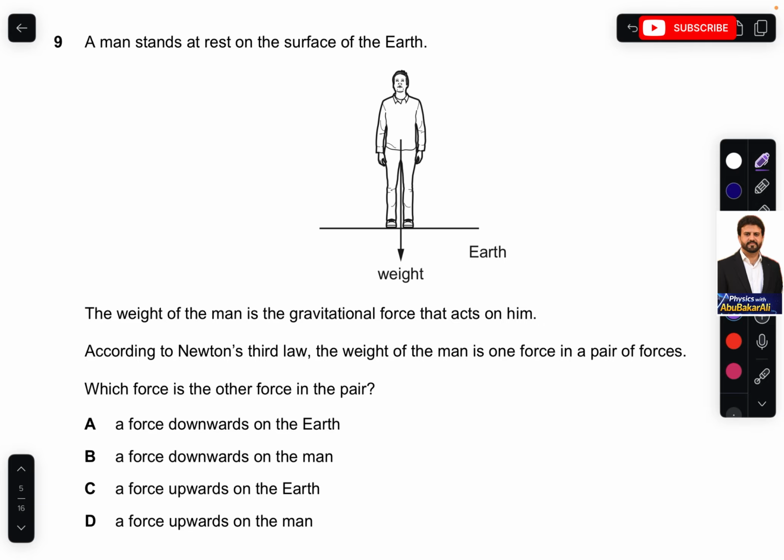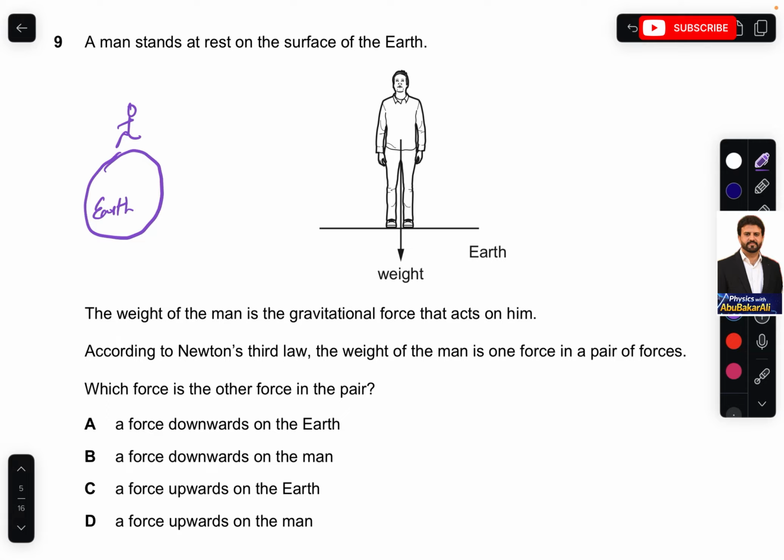Question 9. A man stands at rest on the surface of the earth. The weight of the man is the gravitational force that acts on him. According to Newton's third law, the weight of the object is one force. Okay, so this is a very famous action-reaction. Let's suppose this is the earth. There is a person.